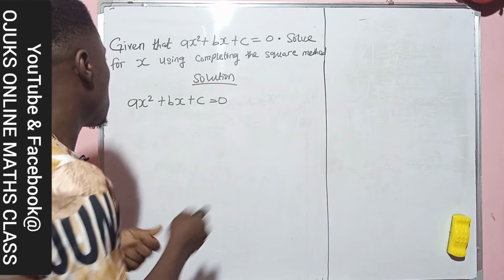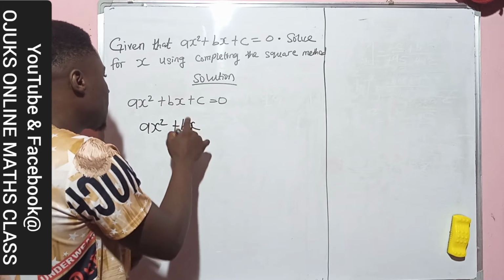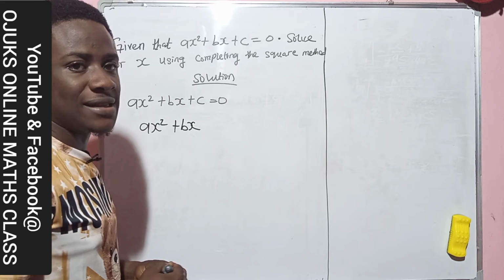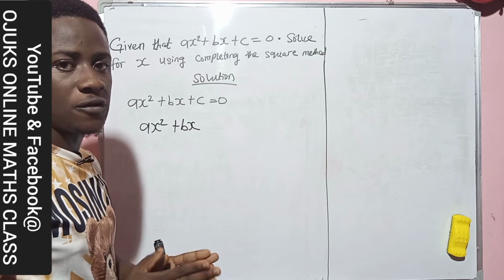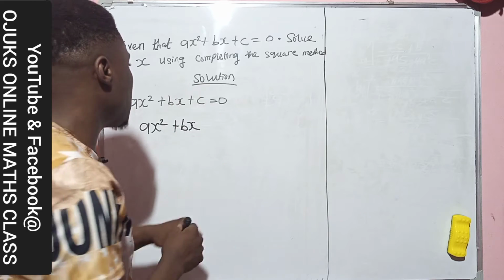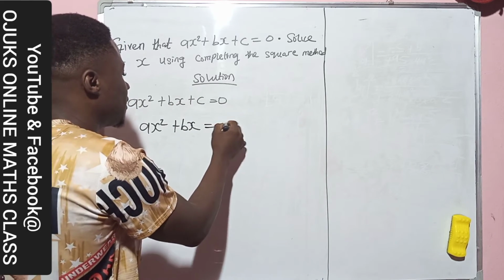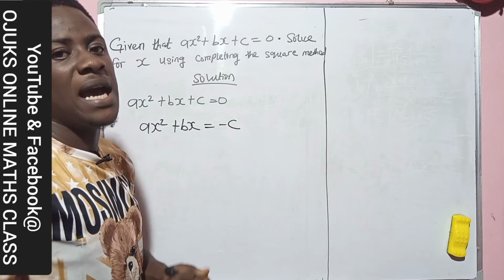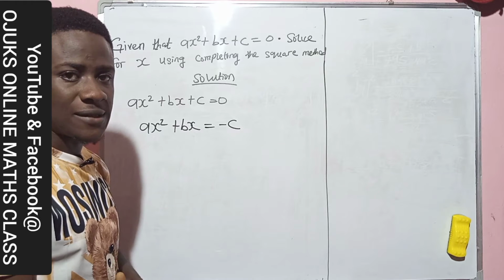Now when we do that, we'll have ax squared plus bx. We are transferring the constant c to the other side of the equation, and when we do that, we have to be very mindful of the signs. Plus c crossing the equality sign changes to minus c. So we'll have it as what? Minus c.